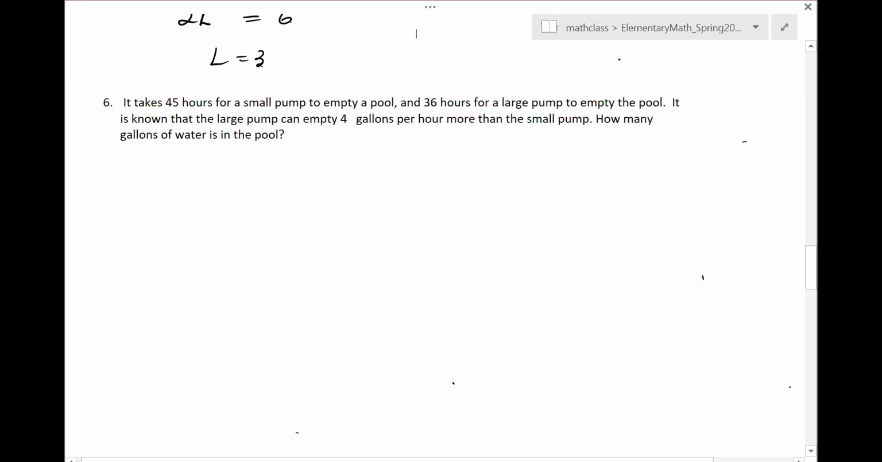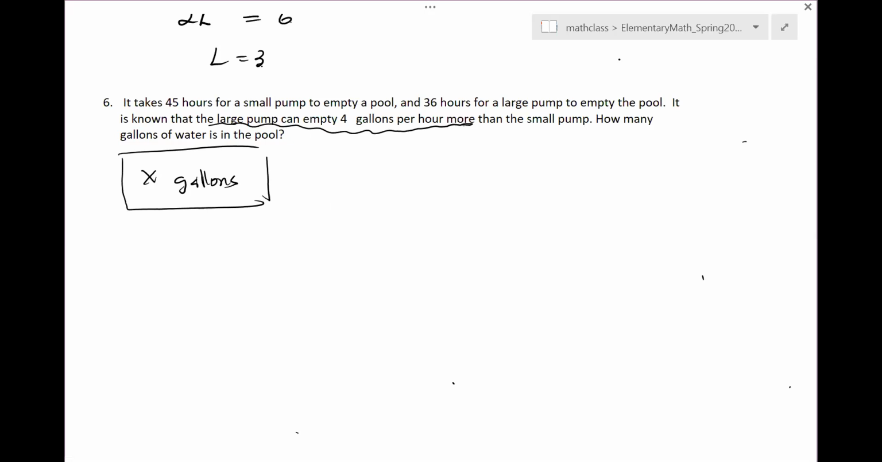All right, let's try to solve it using an equation, maybe. But we don't know how much water is in the pool, so we call it X. So X gallons of water total. We try to compare the rates. The larger pump can empty 4 gallons per hour more than the smaller pump.